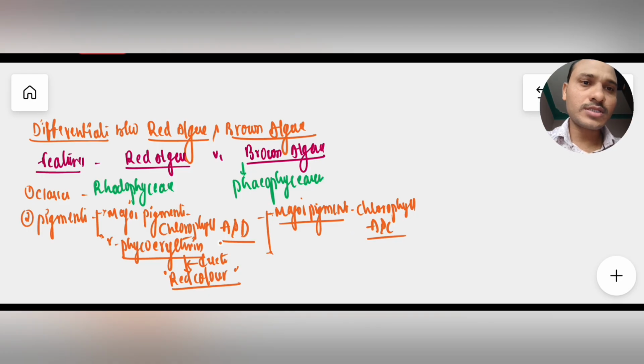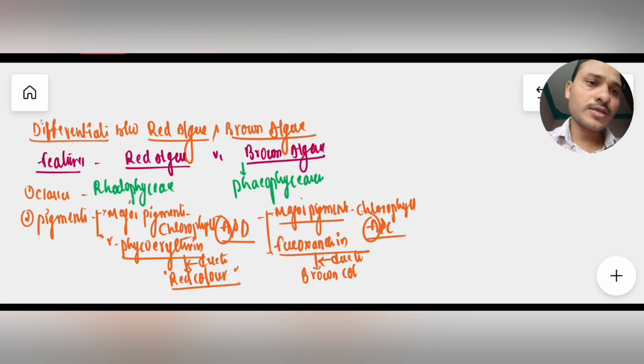Just now I said A is the universal pigment which is present in all types of algae, brown algae and red algae. So here A and C pigments are present in brown algae. And another pigment is also there, that is fucoxanthin. Due to the presence of this fucoxanthin, the color of the algae is brown. Okay, so these are the two differences.